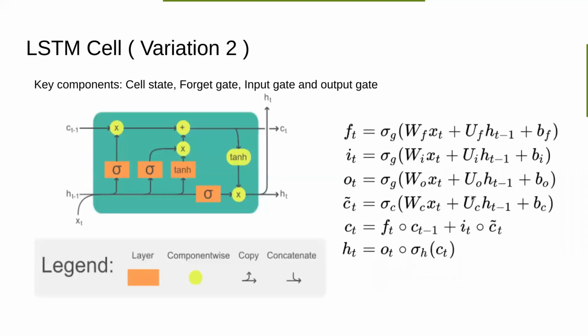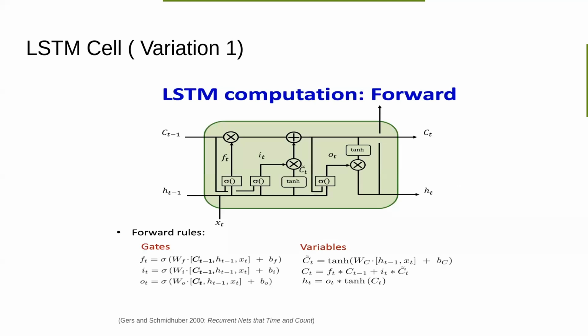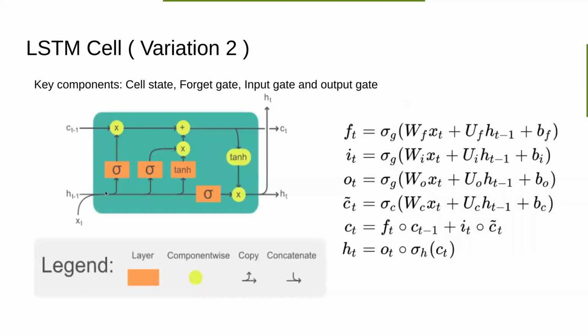Now there are multiple variations of this LSTM cell. Between these two, you can see that this one has something called a peephole connection, which doesn't feature in the second variation. Because there are so many variations, there are different implementations, but what we have noticed is that it doesn't affect the final output much. However, we'll be focusing on this implementation because it's closer to the PyTorch one.